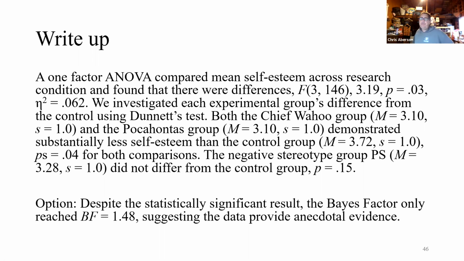Optionally, if you were including the Bayes factor, and I doubt that these authors would want to, because it kind of goes against their argument, despite the statistically significant group, the Bayes factor only reached 1.48, suggesting the data provide anecdotal evidence. So I would include that for transparency. Certainly authors could come along and calculate that based on the information here. Done.